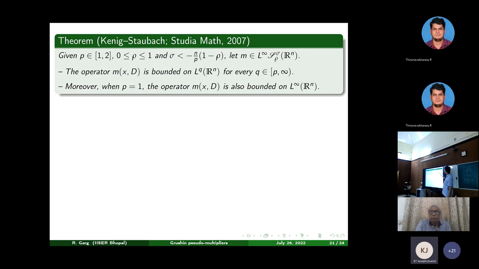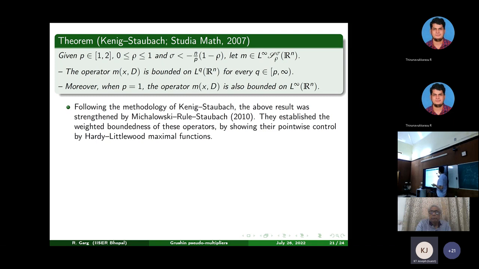If you give me that, we are in good shape. If you give me a rough symbol with so much decay, then depending on what p you are giving me, accordingly I will be getting boundedness on L^q above p. And if you are giving me p equal to 1, I not only get 1 to infinity, but I also get the L infinity boundedness. We get L1 to L1, not H1 to L1. We get sharper L1 to L1, and L infinity.